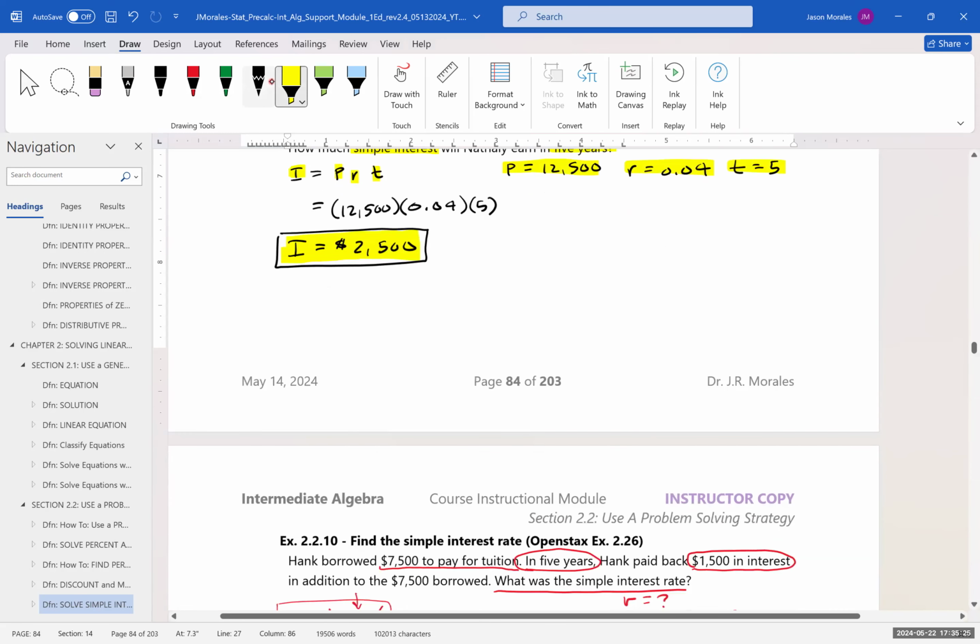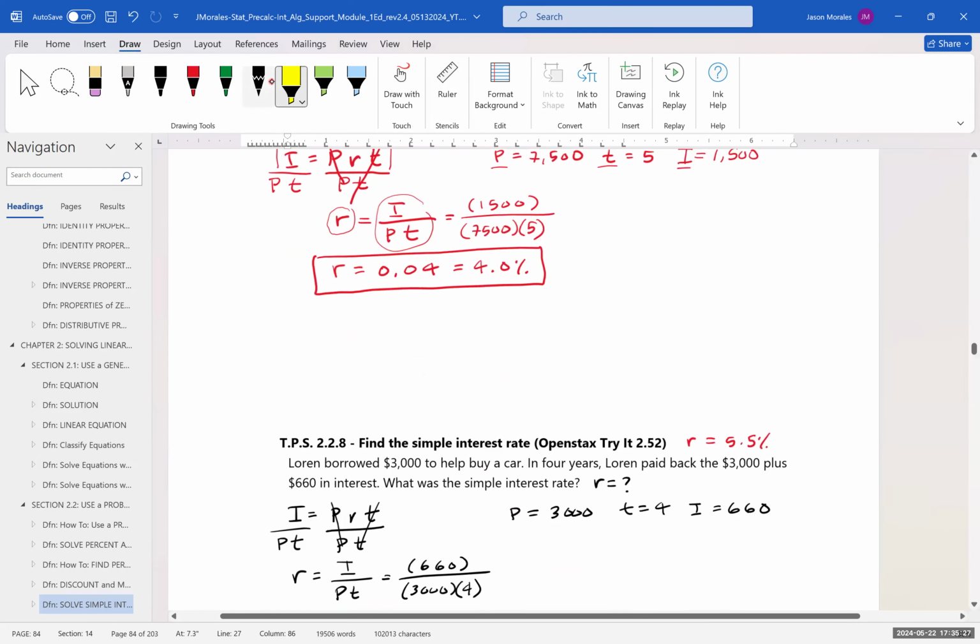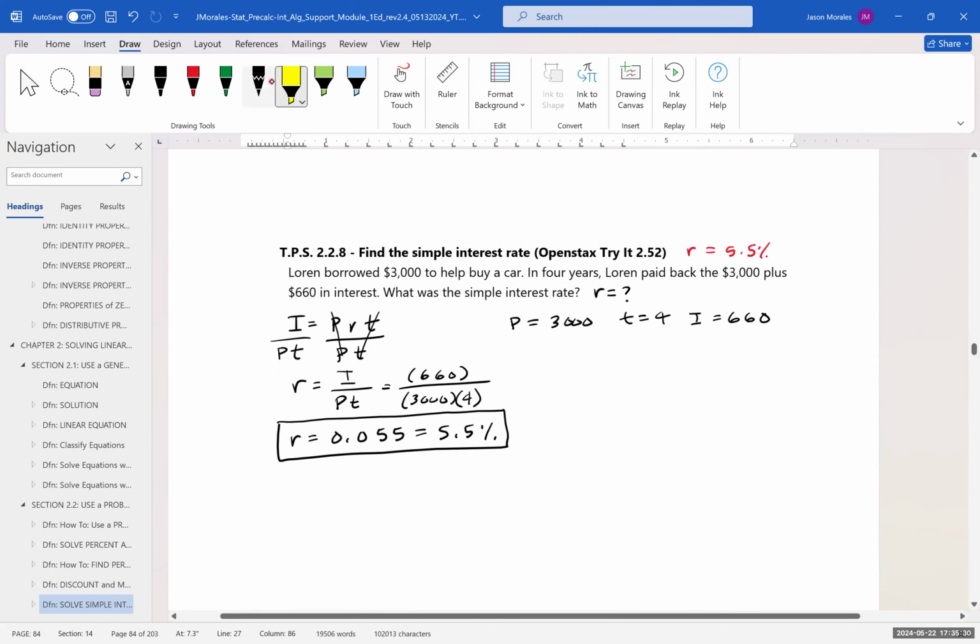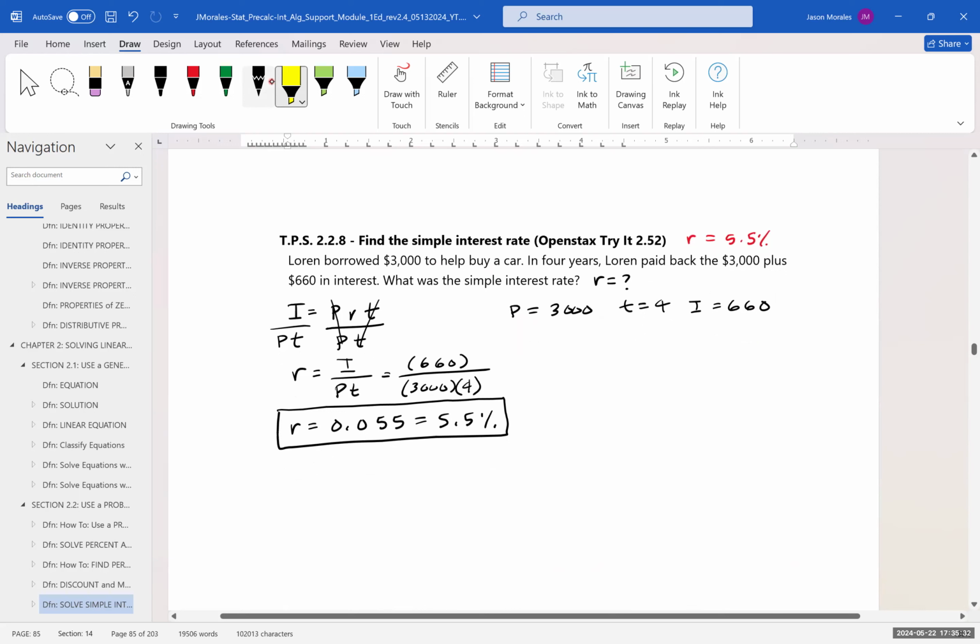Let's move down to the next think, pair, share. So find the simple interest rate. So Lauren borrowed $3,000 to help buy a car. In 4 years, Lauren paid back the $3,000 plus $660 in interest. What was the simple interest rate?